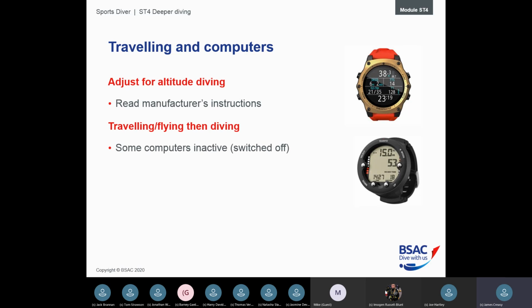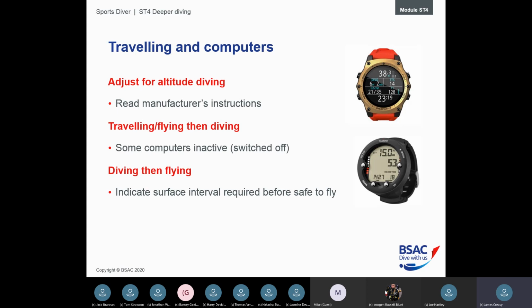When you're traveling or flying, some computers are switched off. However, they might still be checking the background pressure changes and working out what tissue code you're on. If you're going to be doing a dive and then flying, you need to make sure you spend long enough having a surface interval so your tissue code is low enough that when you ascend and the pressure decreases in the plane, you are not going to suddenly get bent. That is definitely something to watch out for.